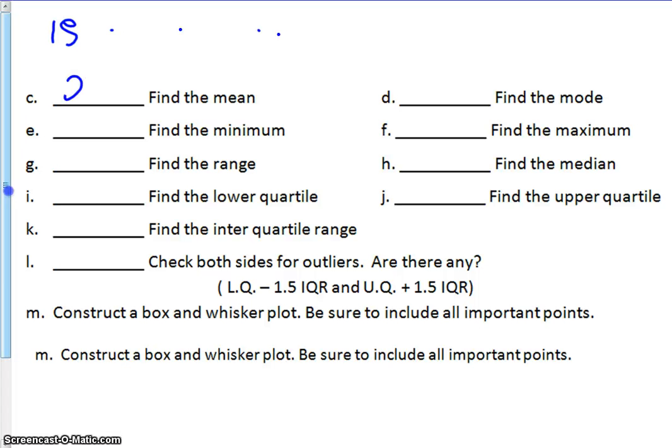So I found my mean to be 26.1. I found the mode was 26. 26 was the one that was repeated the most. We already figured out that the minimum number was 15 and the maximum was 37, and we already figured out my range was 22.